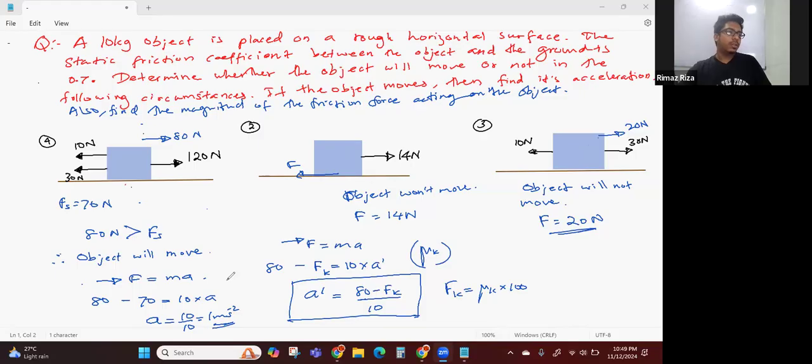Good. So if they ask the initial acceleration, you should find this. Or else, for the acceleration after that, this is what you have to find. Okay. One more example. Another two more examples, I think.